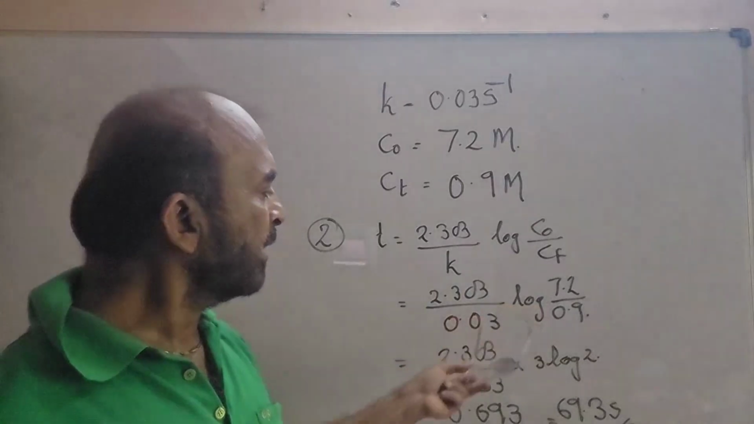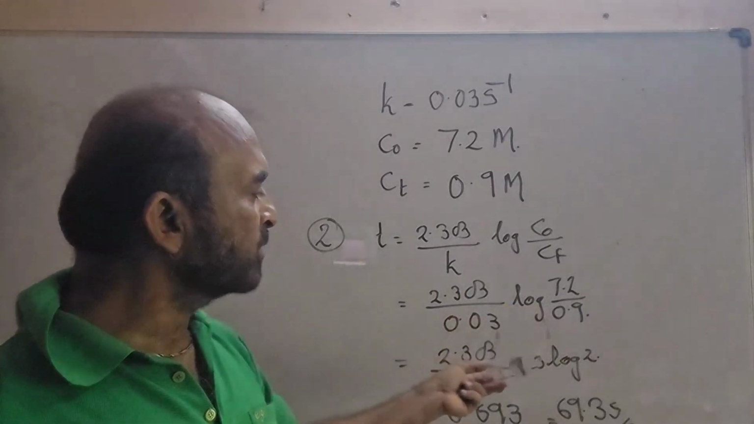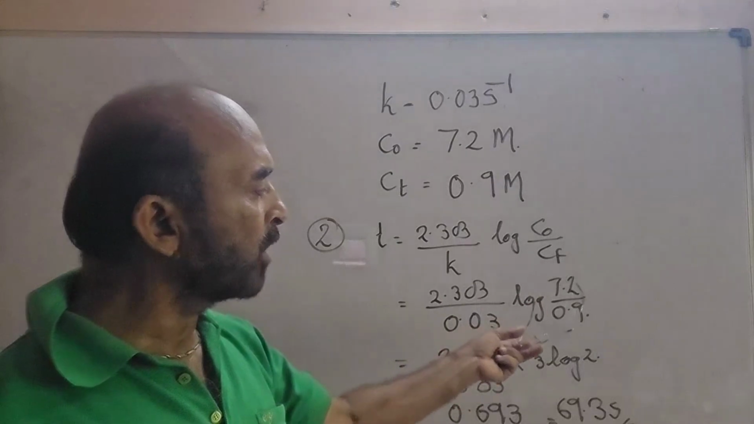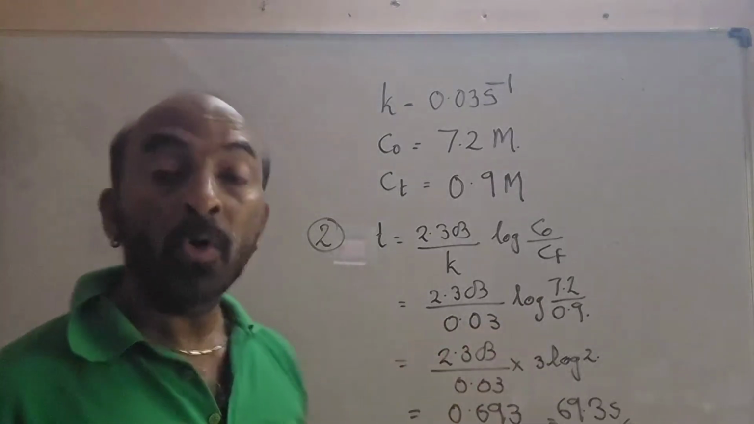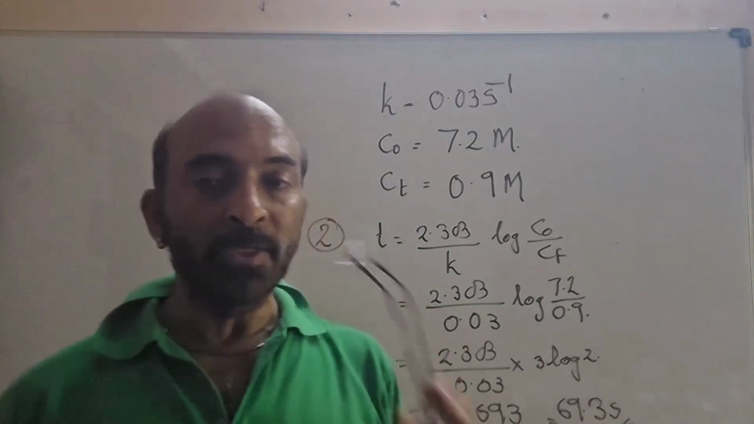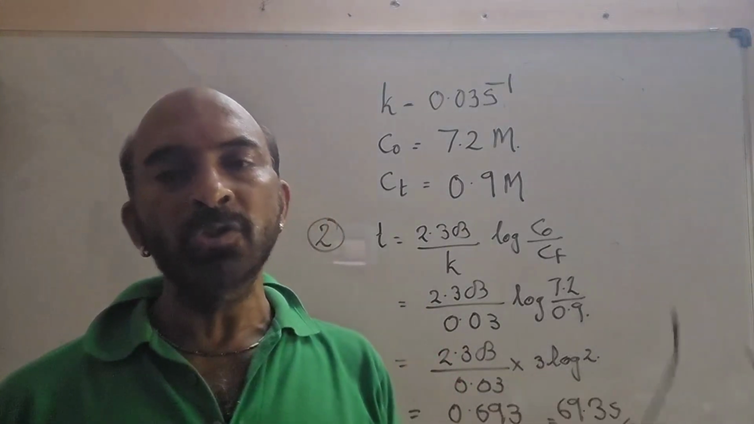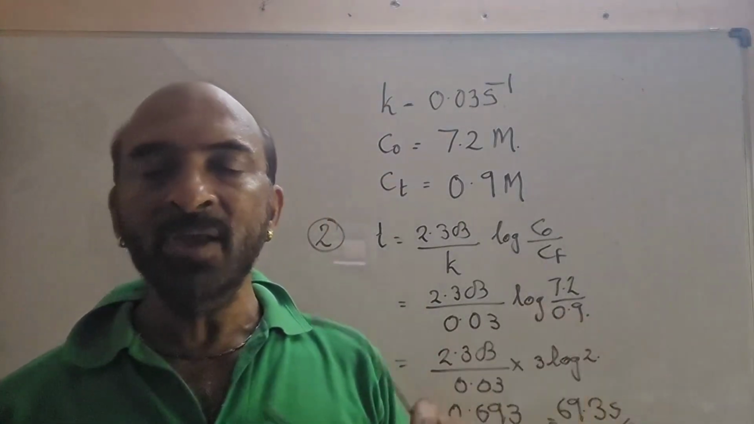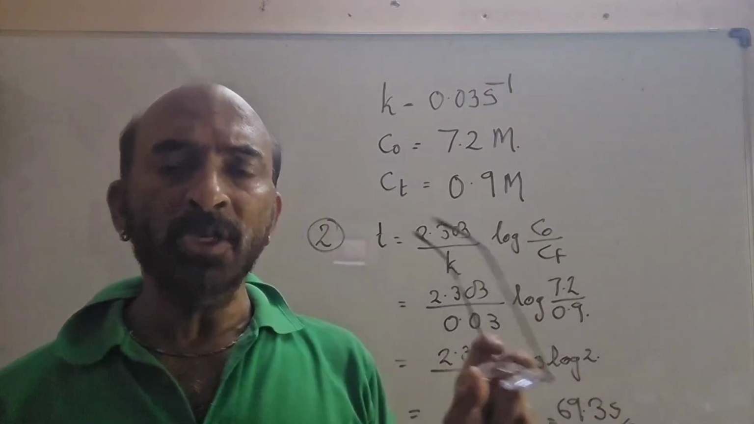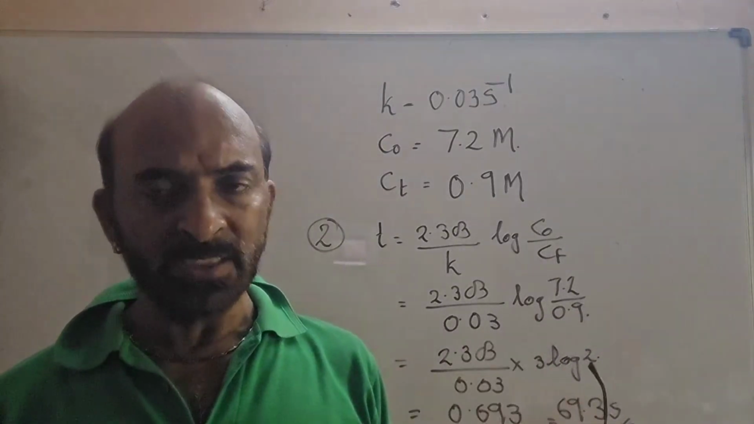So that 3 goes with this 0.03. So it becomes 2.303 into log 2. We have several times repeated, 2.303 into log 2 is 0.693. That we have learned in many problems.